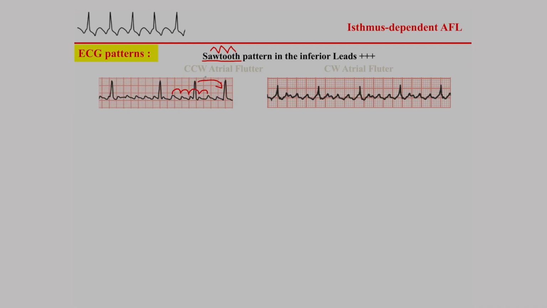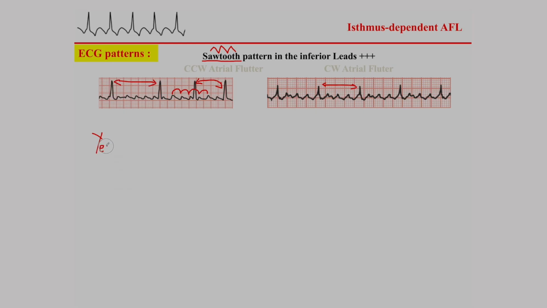The ventricular rhythm may be regular if we have a fixed level of AV block, or irregular, as here, if we have a variable level of AV block. So the first question when we have an ECG of atrial flutter is, could we distinguish between isthmus-dependent and non-isthmus-dependent flutter? Because this is very important to define the manner of ablation, that will be conventional or using 3D mapping.